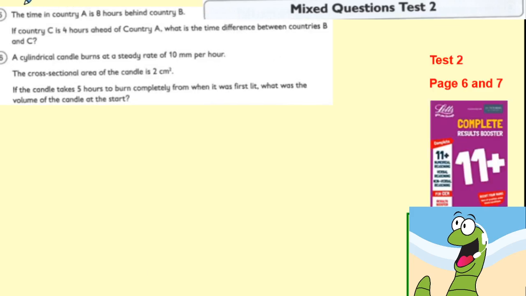Question 5. The time in a country A is 8 hours behind country B. If country C is 4 hours ahead of A, what is the time difference between countries B and C? Now, you've got to be careful here, because normally we'd go A, B, C. It doesn't always work like that. So, B is 4 hours ahead, okay, of C.